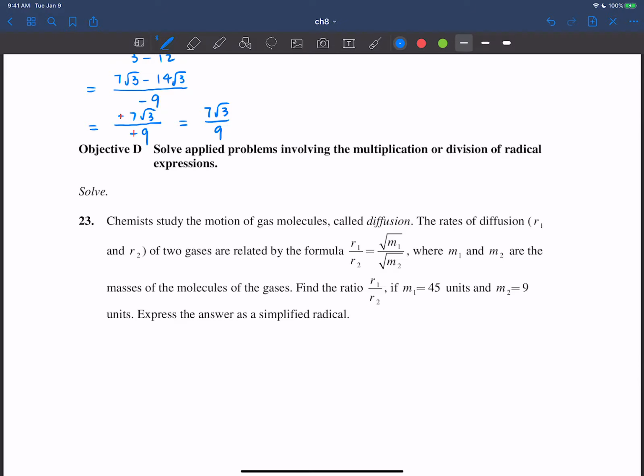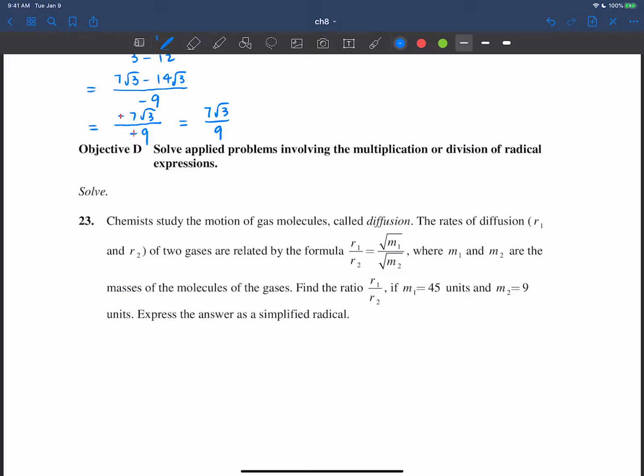Objective D. Solve applied problems involving the multiplication or division of radical expressions. 23. Chemists study the motion of gas molecules called diffusion. The rates of diffusion of two gases are related by this formula, where M1 and M2 are the masses of the molecules of the gases. Find the ratio R1 to R2 if M1 is 45 units, M2 is 9 units. Express the answer as a simplified radical.